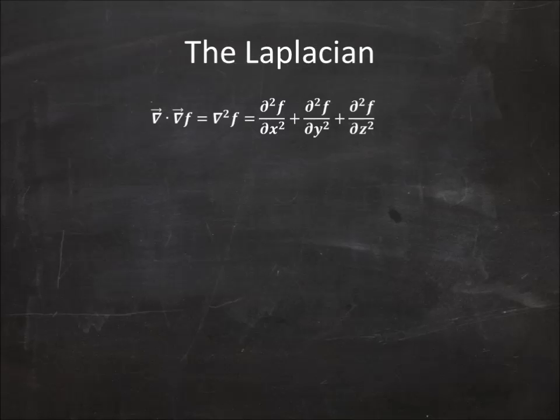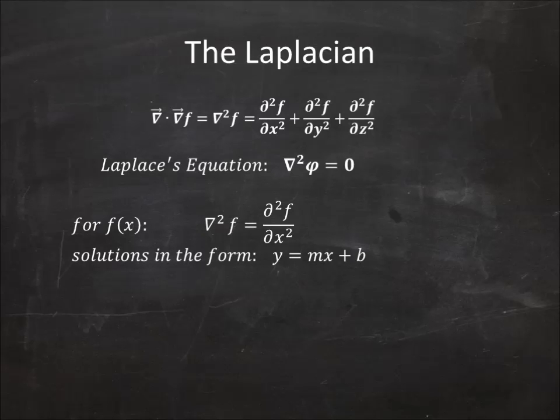One special case that involves the Laplacian is Laplace's equation, which basically says that the Laplacian is 0. Laplace's equation is a second-order partial differential equation, and functions that satisfy it are harmonic. An interesting case is the Laplacian for a function of one variable, which will have a solution in the form y equals mx plus b, which is the equation for a line.